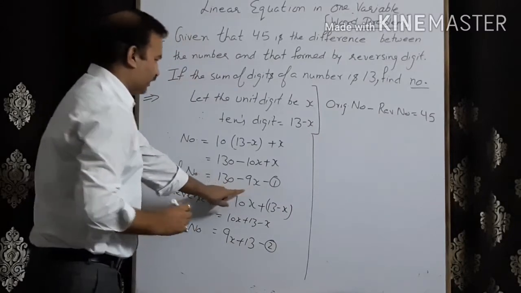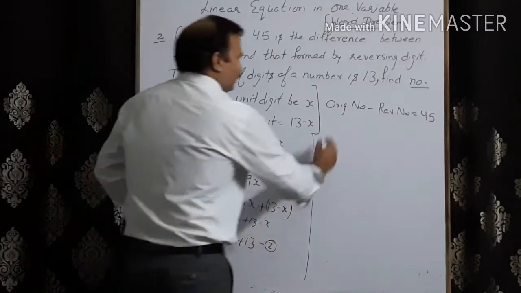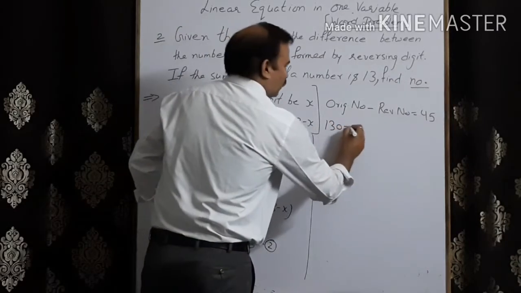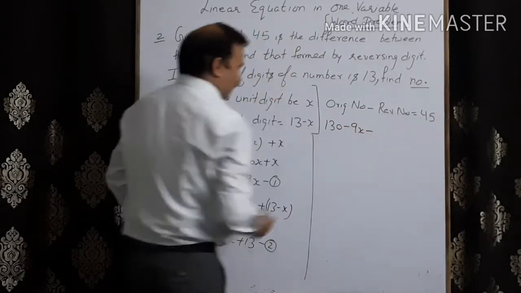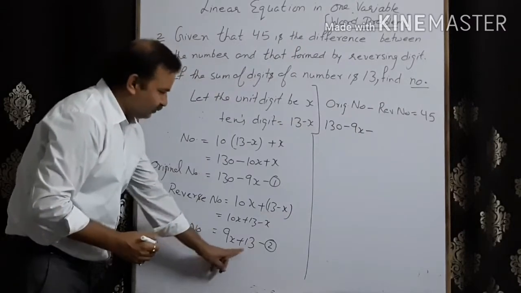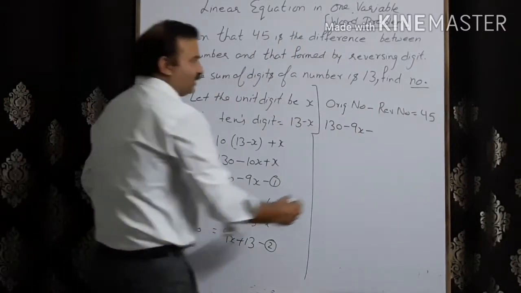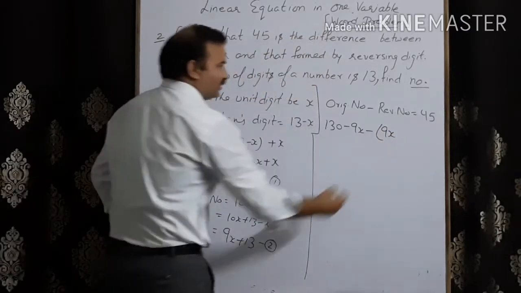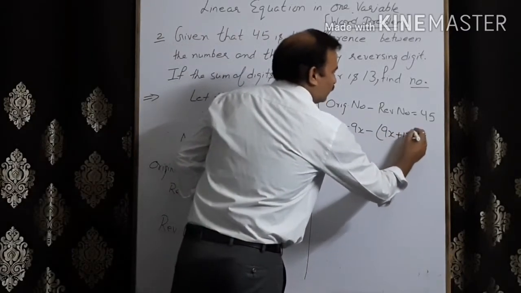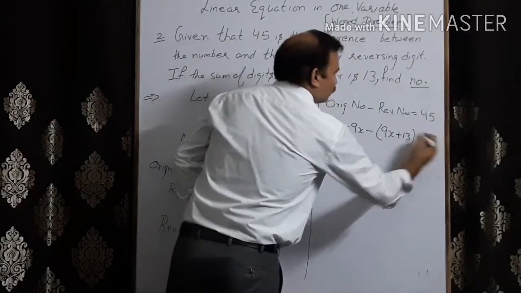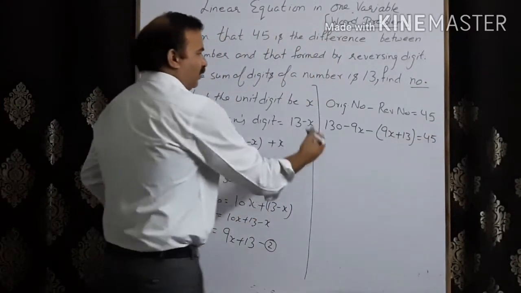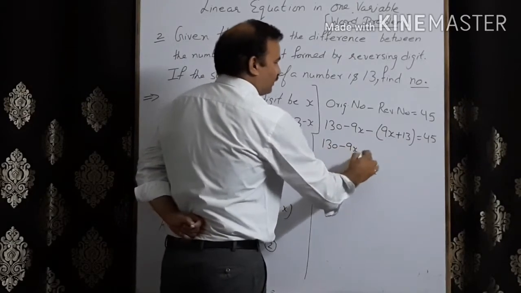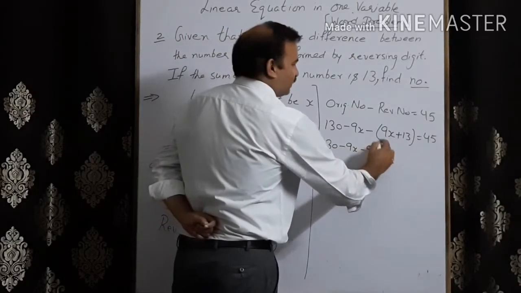Now, what is the original number? Let's take it from equation number 1. This will be 130 minus 9x. Minus, this is 9x plus 13. Now, as two terms are there, we will put them in a bracket. 9x plus 13 is equal to 45. Now, let's solve. This will become 130 minus 9x minus (9x plus 13).